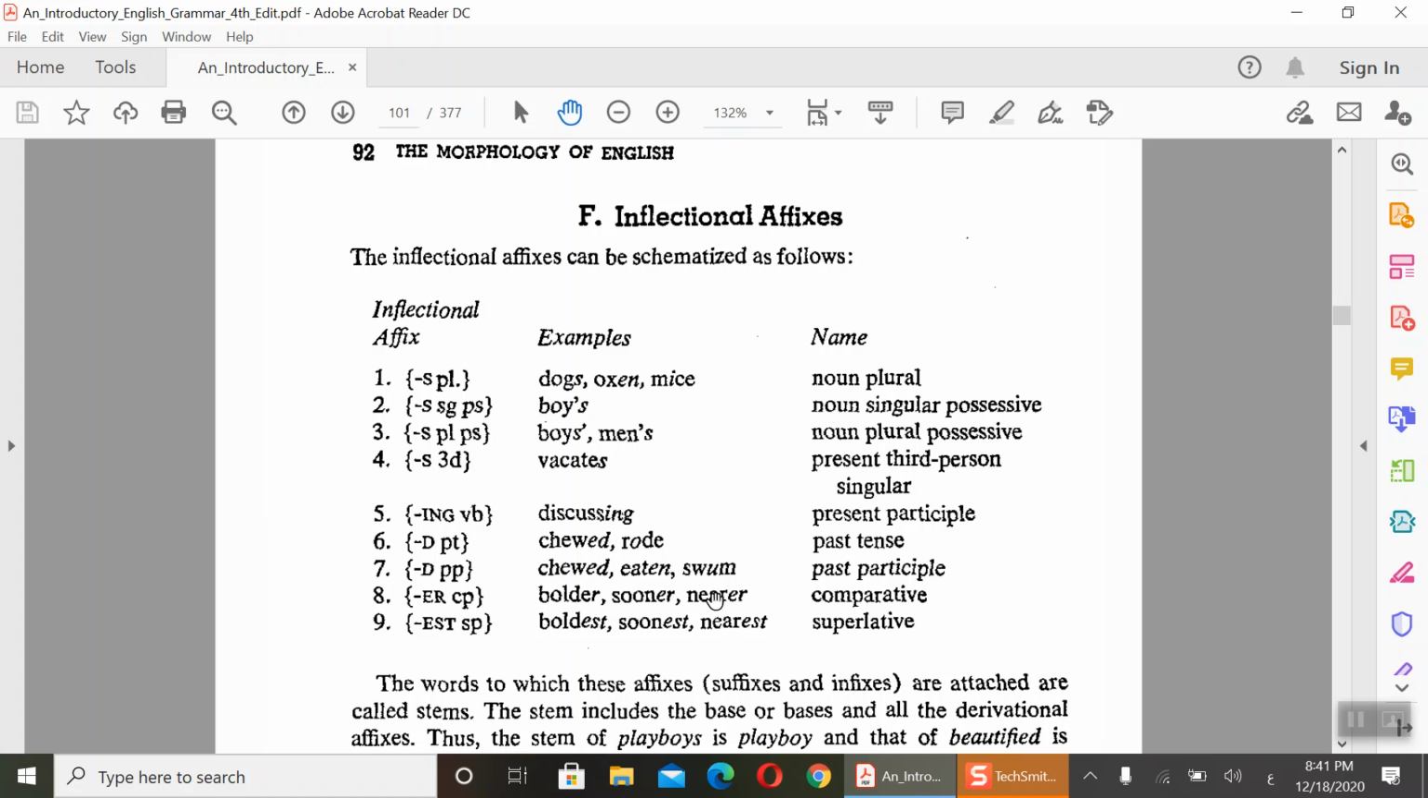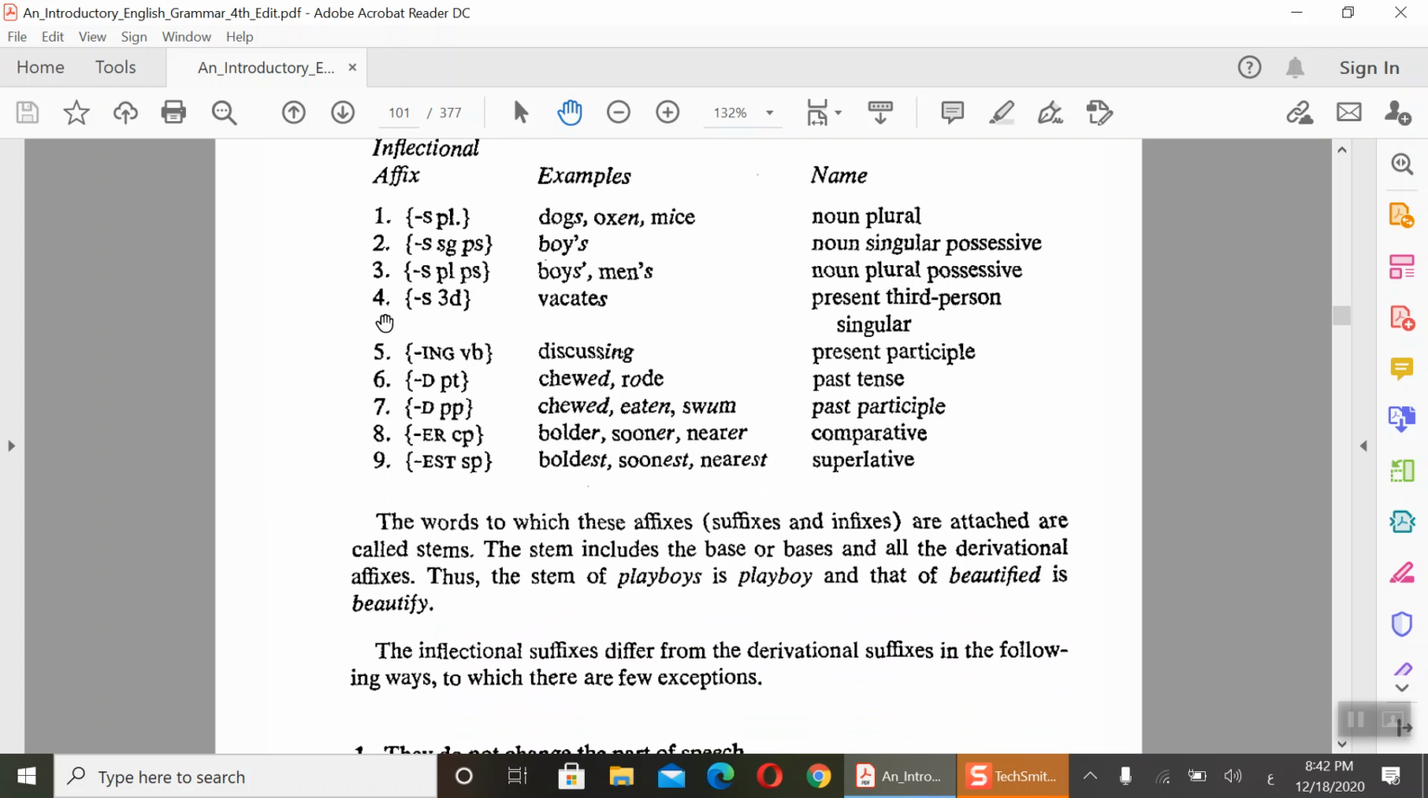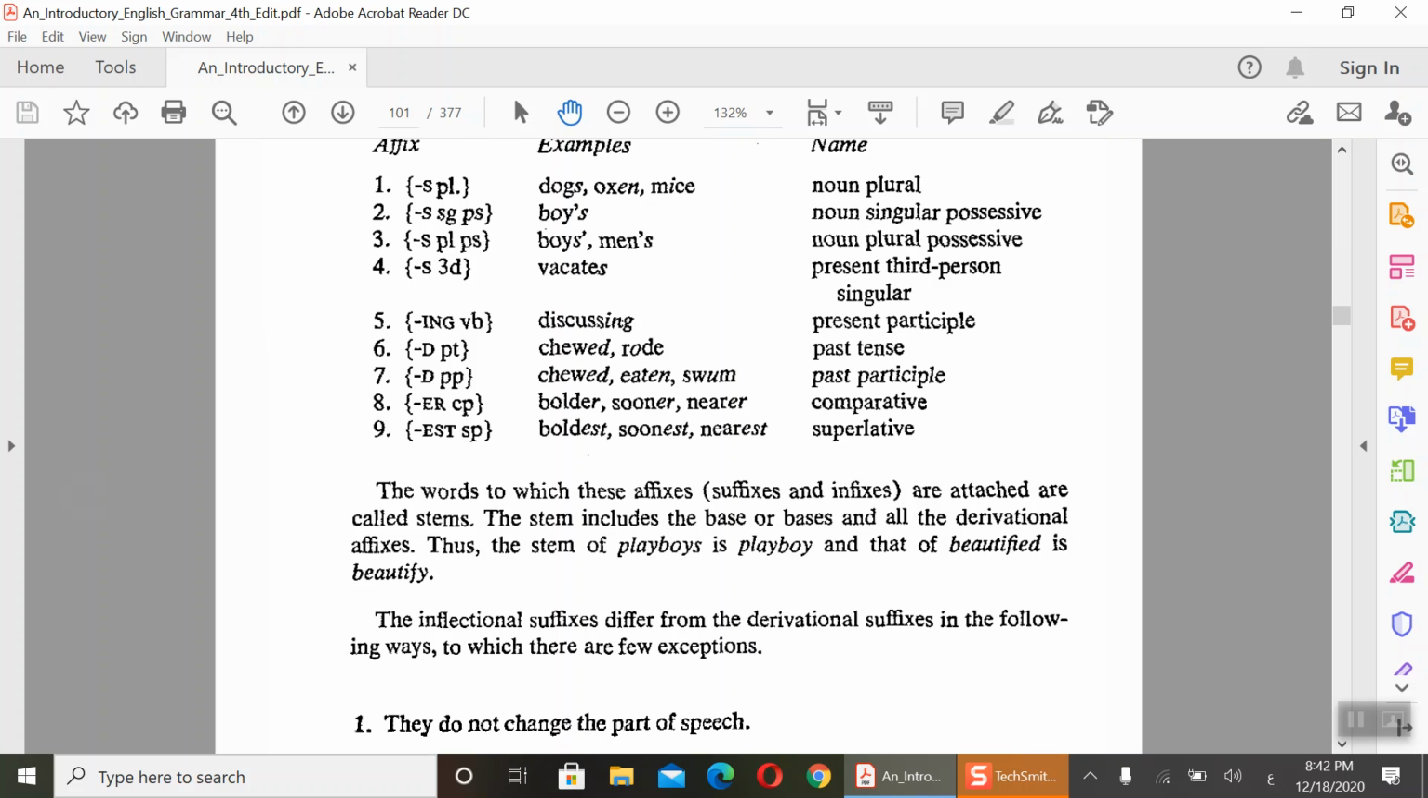ER, bolder, sooner, nearer, comparative. Or EST, superlative, oldest, soonest, nearest. You see here? Only these are inflectional affixes. The others are derivational. The words to which these suffixes and affixes are attached are called stems. Stems, we call them also root. Okay, we talked about this.